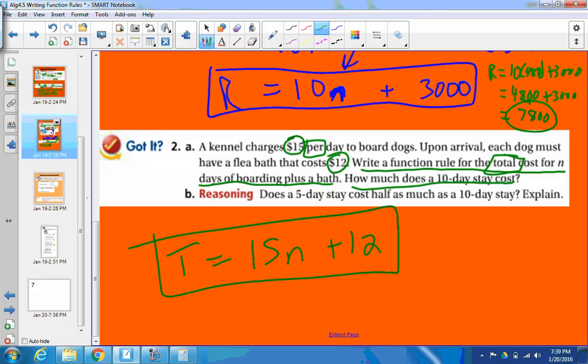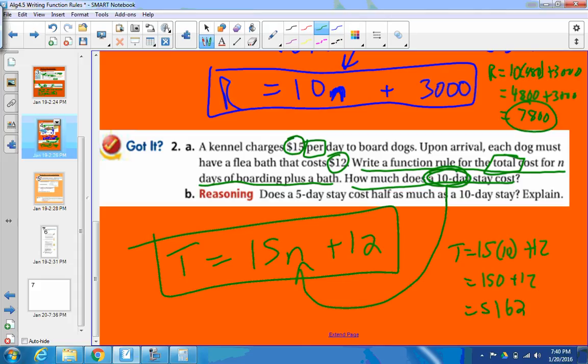Nice. And then it says, how much does a 10-day stay cost? Well, if we're doing 10 days, that 10 days would have to go in for the n, because n is representing days. So T would equal 15 times 10 plus 12. T would equal 150 plus 12. So T would equal $162 for 10 days.